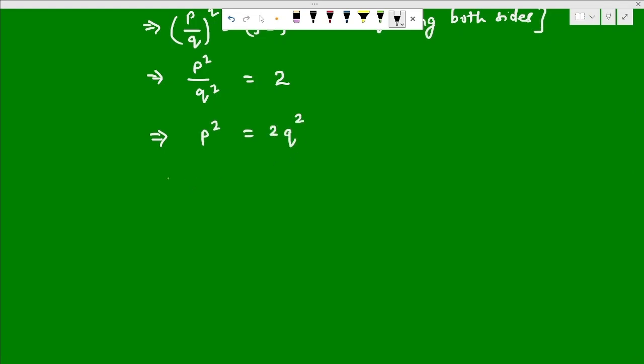That means p square is divisible by 5. As you can see, what we have got here is 5 into q square equals p square. That means 5 is a factor of p square, so 5 will divide p square, and if p square is divisible by 5, that means p is also divisible by 5.